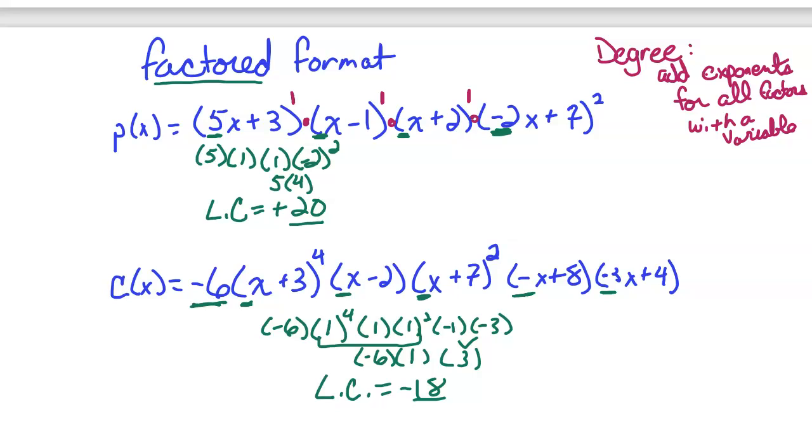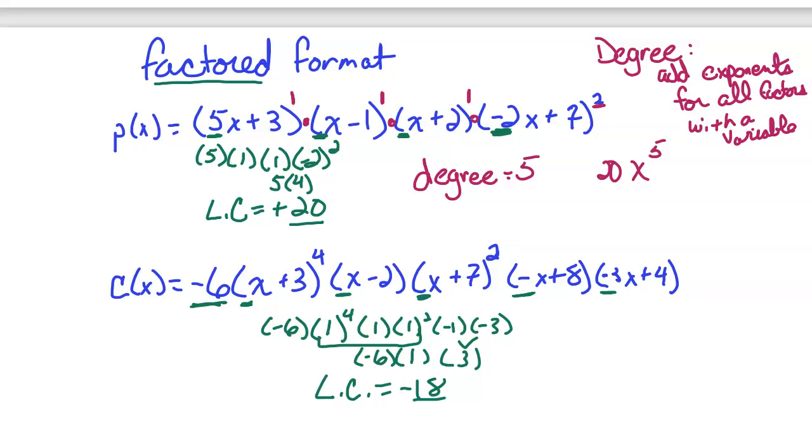This factor has a variable. It already has an exponent. So I'm going to look at the exponents, and I'm going to add those up. So I have 2, 3, 4, and 5. So the degree of p of x is going to be 5. Because if I were to multiply all of these things out, I would end up with an x to the 5th. And actually, in this case, I would end up with a 20 x to the 5th as my leading term.